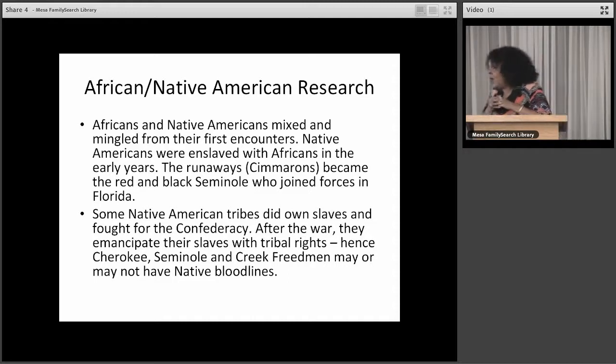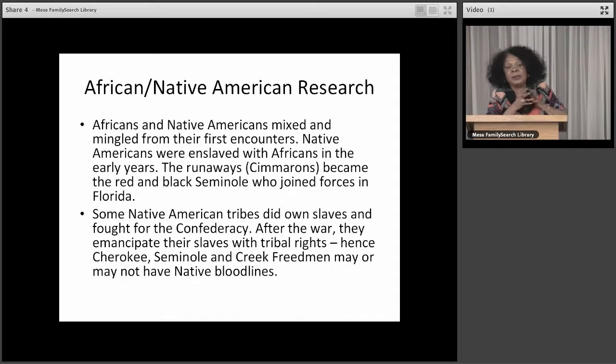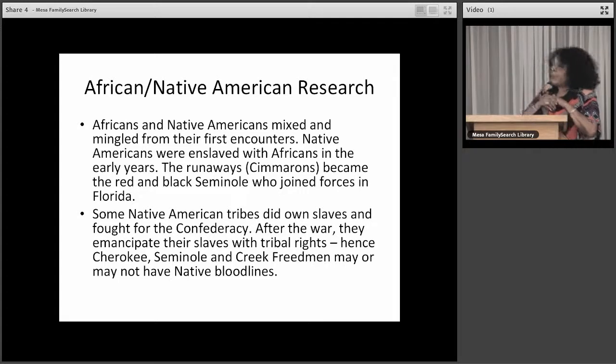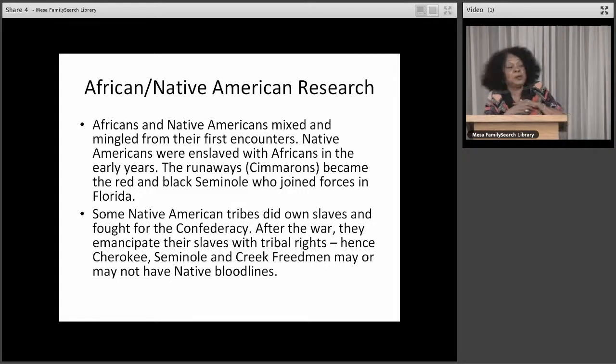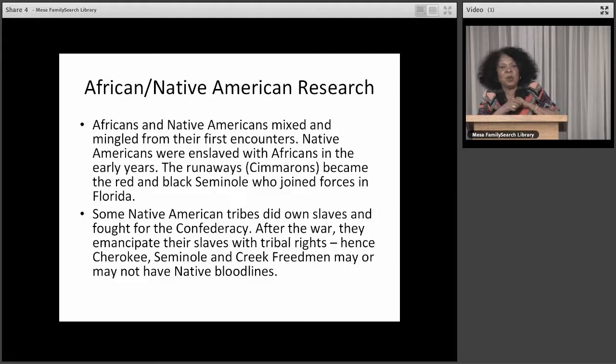Some Native American tribes did own slaves, and they did fight for the South. The Cherokees, Seminoles, Creeks. Actually, the last battle of the Civil War was fought in Oklahoma by a Cherokee group. When the South lost the war, those tribes that had sided with the South, as part of the surrender and the treaty, had to give up more of their lands in Oklahoma. They had to free their slaves and give their slaves tribal benefit rights.